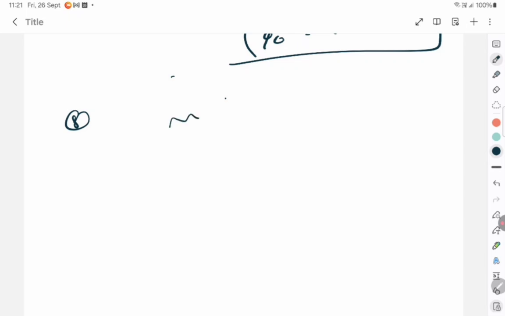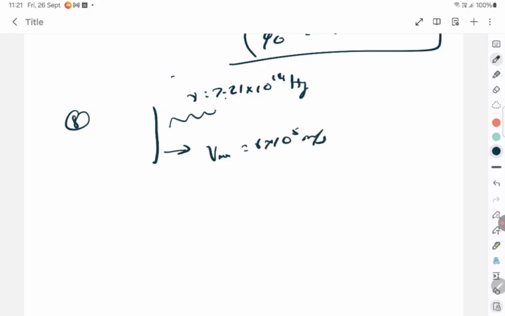The light of frequency 7.21 into 10 to the power 14 hertz is incident on a metal surface. The electrons coming out with the maximum speed, velocity maximum, 6 into 10 to the power 5 meter per second. What is the threshold frequency for the photo emission? So they are asking h mu naught, which is the threshold frequency. This is a whole setup.